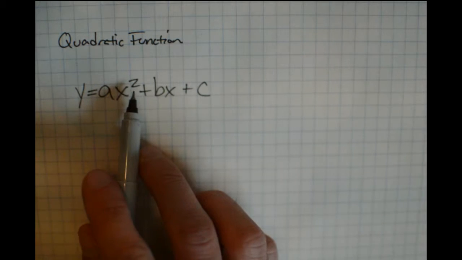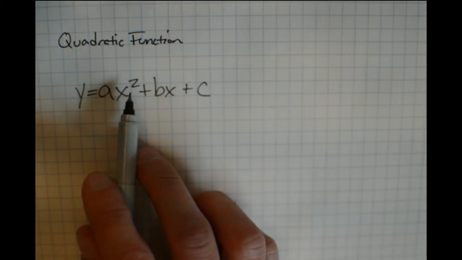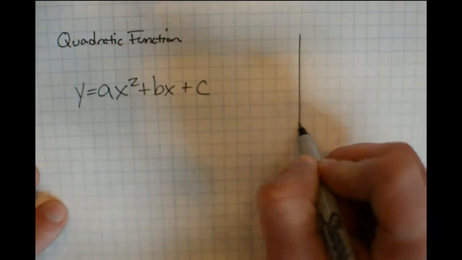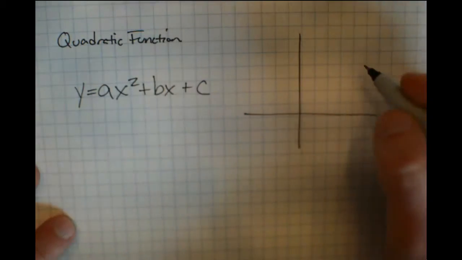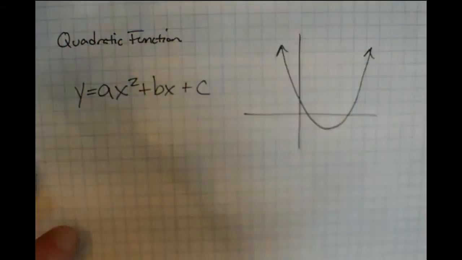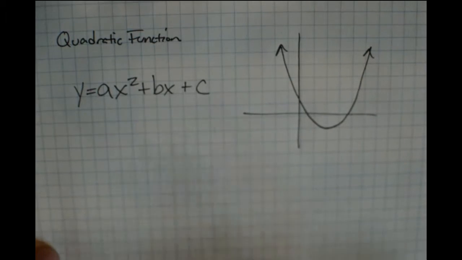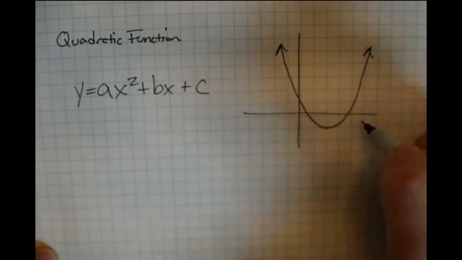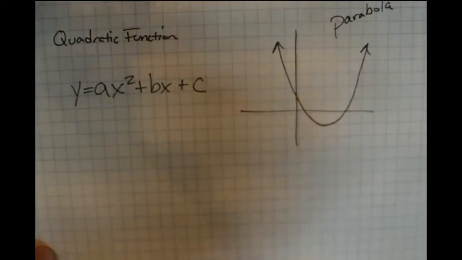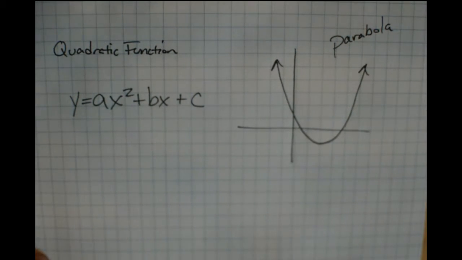So anytime the highest power that you have in your function is a square, you have what's known as a quadratic function. In general, a quadratic function is graphed as a U-shaped graph called a parabola. I want to talk about some of the parts of this type of graph. So this whole graph here, we call that a parabola. And there are a lot of important parts of a parabola that we're going to learn about.